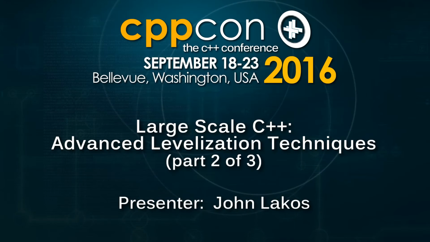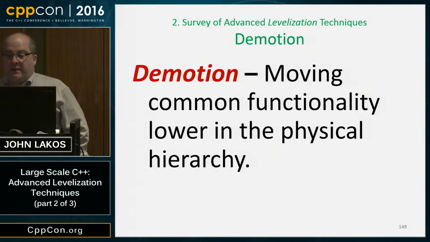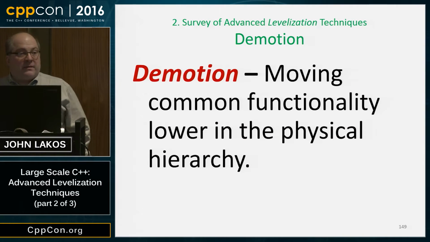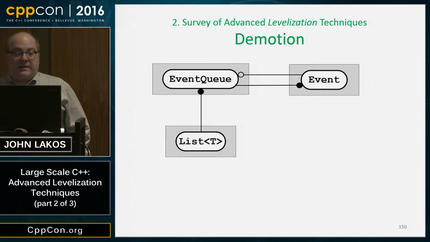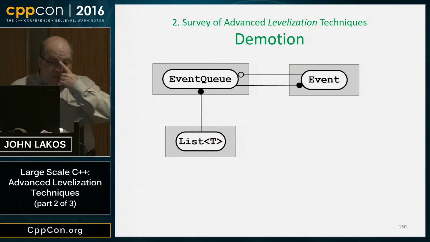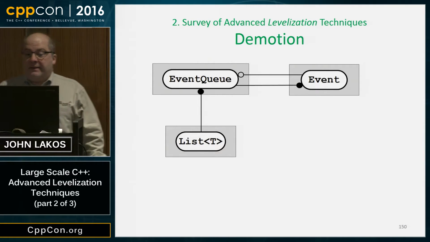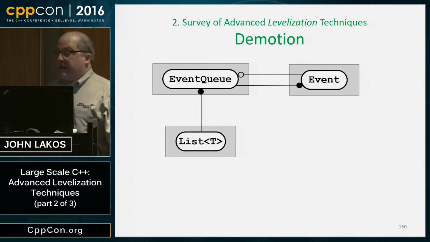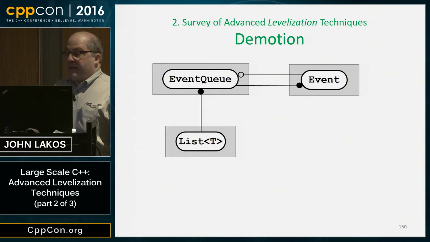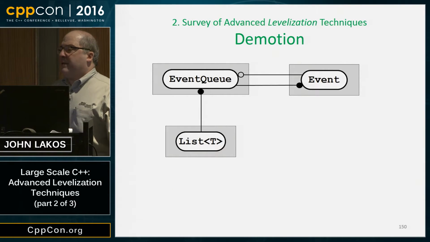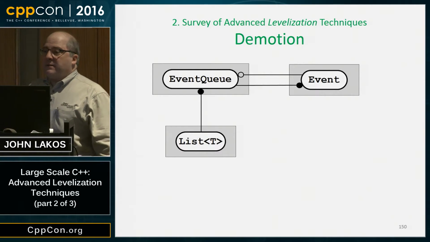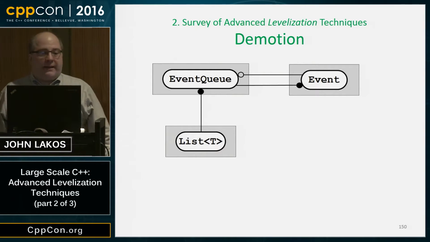Okay, so demotion is the next one. Moving common functionality lower in the physical hierarchy. So what does that look like? Suppose I have an event queue and an event. The event queue knows about events in the interface, but the event knows about the event queue because the event queue has some common stuff that's shared by all the events. So what can we do about that?